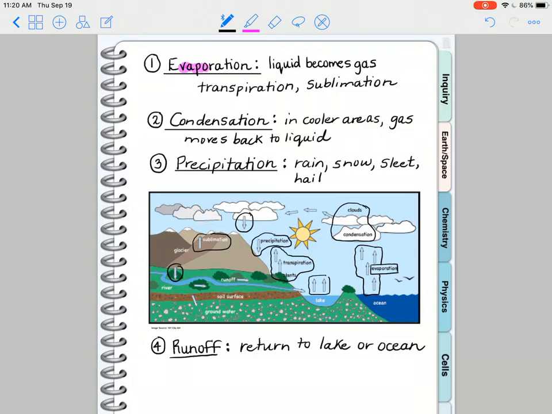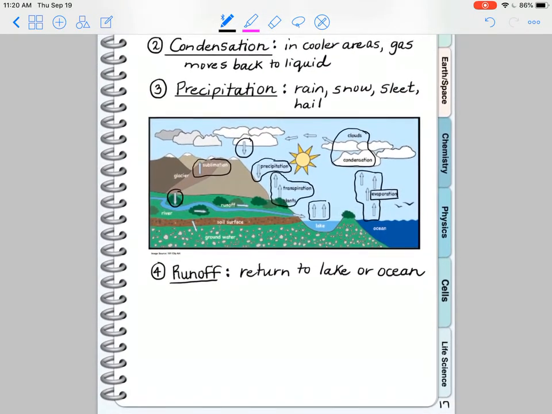And I do want to give you the definition of a glacier. It's not part of the water cycle necessarily, but it is a term you should know. It's almost like a river of ice. It is a large moving current of ice.